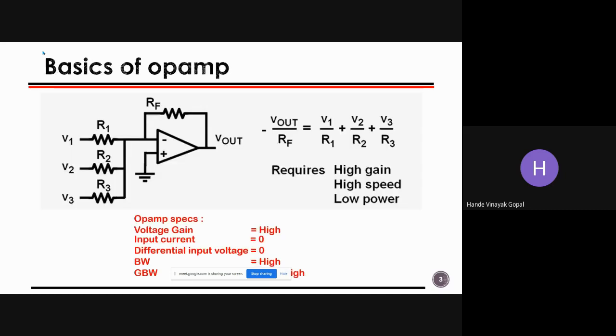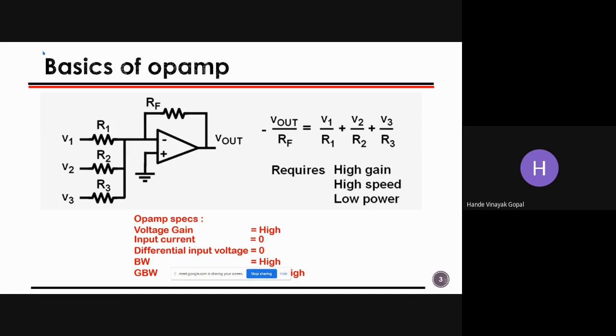Then this is the first slide, number 3, that is the basics of op amp. Hopefully I have changed the slide. Everybody is seeing slide number 3, I guess. Dr. Naveen? Yes, it's slide number 3. Okay, then we'll see the basics of op amp.